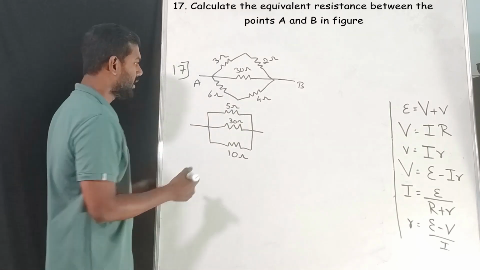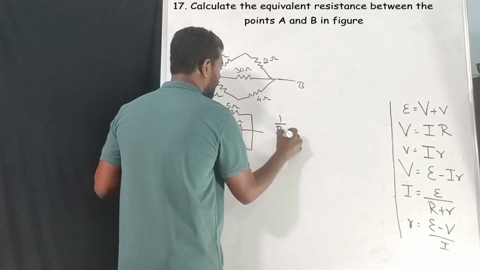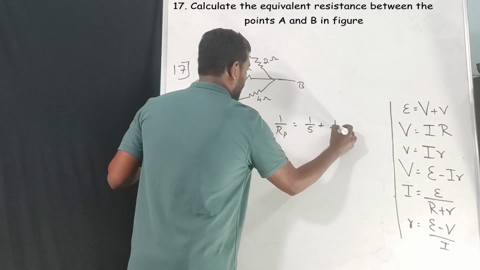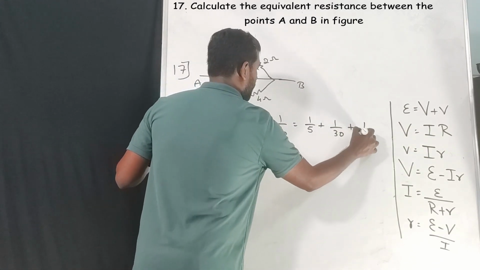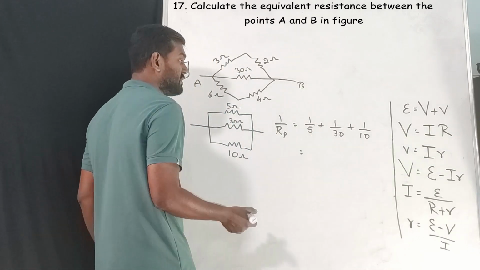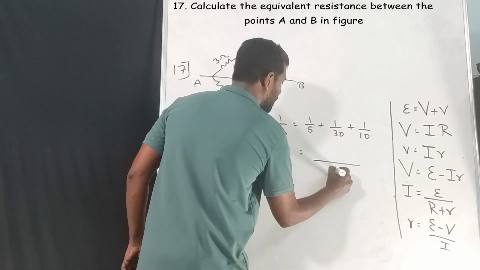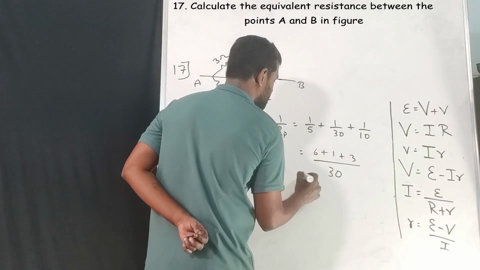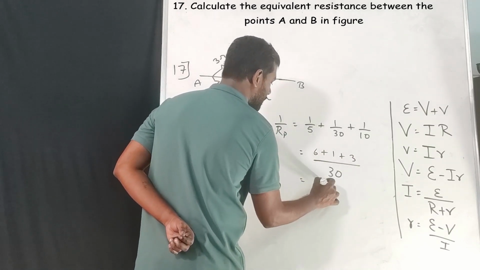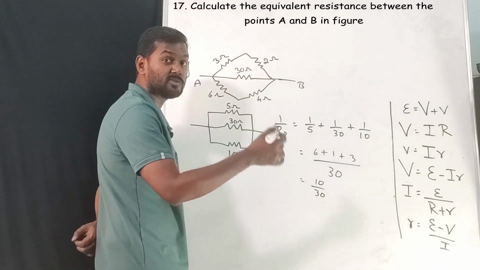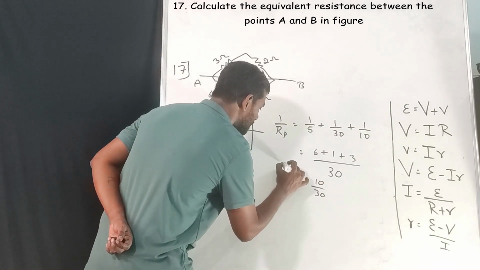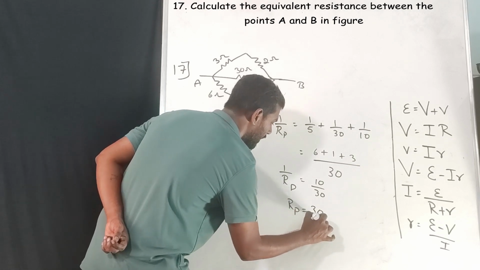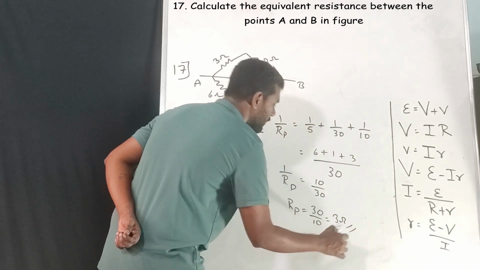All of them are in parallel. So 1 by Rp is equal to 1 by 5 plus 1 by 30 plus 1 by 10. So what will be the LCM? LCM will be 30. Next, 6 times 1, 1 times 1, 3 times 1. So 10 by 30. This is not Rp, this is 1 by Rp. So Rp is equal to 30 by 10. So that will be equal to 3 ohm.